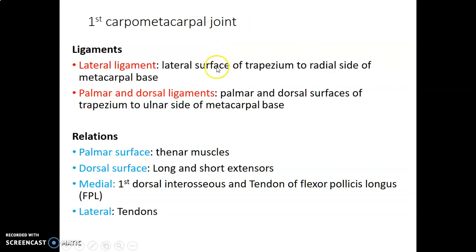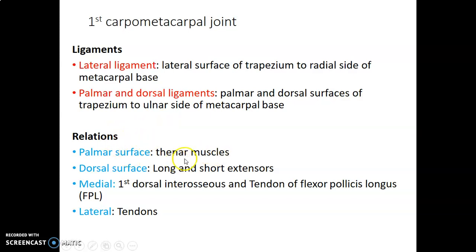Which ligaments are found at this joint? We have the lateral ligament, from the lateral surface of the trapezium to the radial side of the metacarpal base. Then you also have the palmar and dorsal ligaments. The palmar ligament is on the palmar surface of the trapezium and inserts onto the ulnar side of the metacarpal base, while the dorsal ligament is on the dorsal surface of the trapezium and also inserts onto the ulnar side of the metacarpal base.